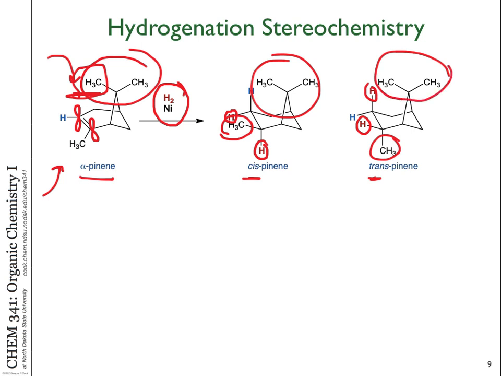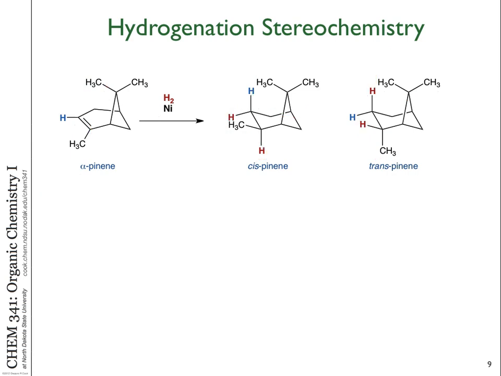That could be a point of confusion in this particular example, so I want to make sure that's very clear. When I use cis pinene and trans pinene, I'm not talking about the hydrogens. In both cases, the hydrogens that added are cis to each other, either on the bottom or the top. Okay, I know that could get confusing, so please try to keep that straight.